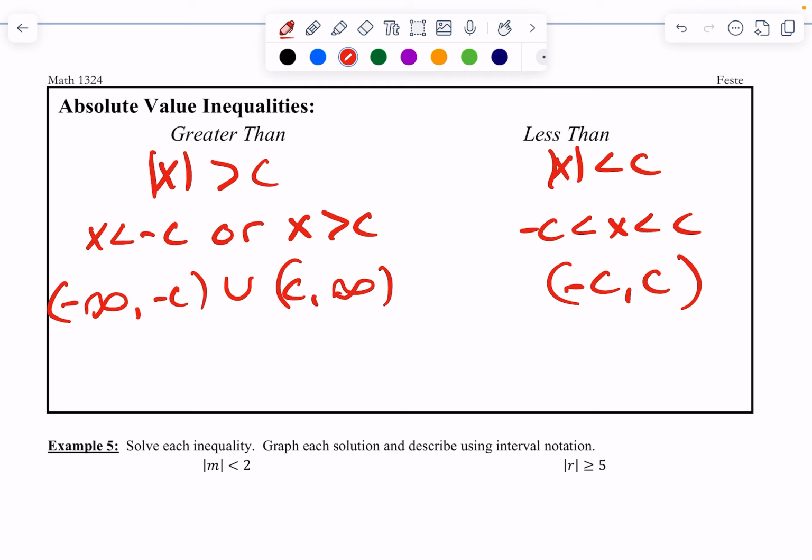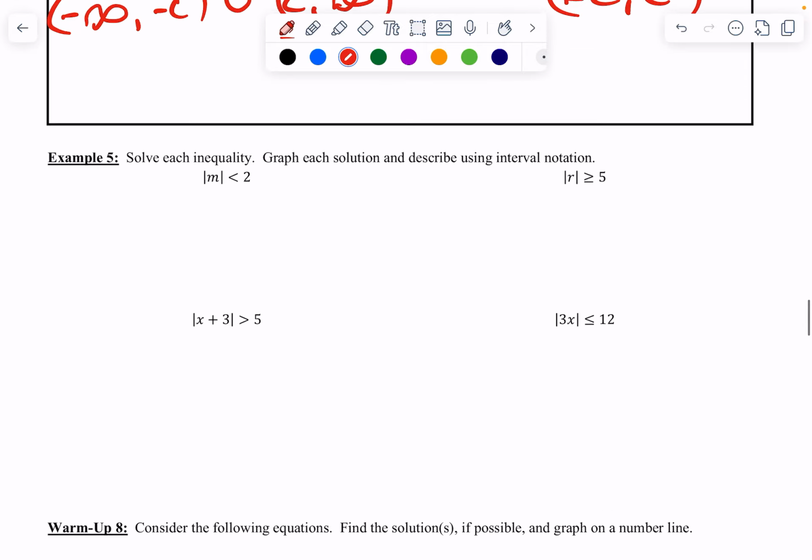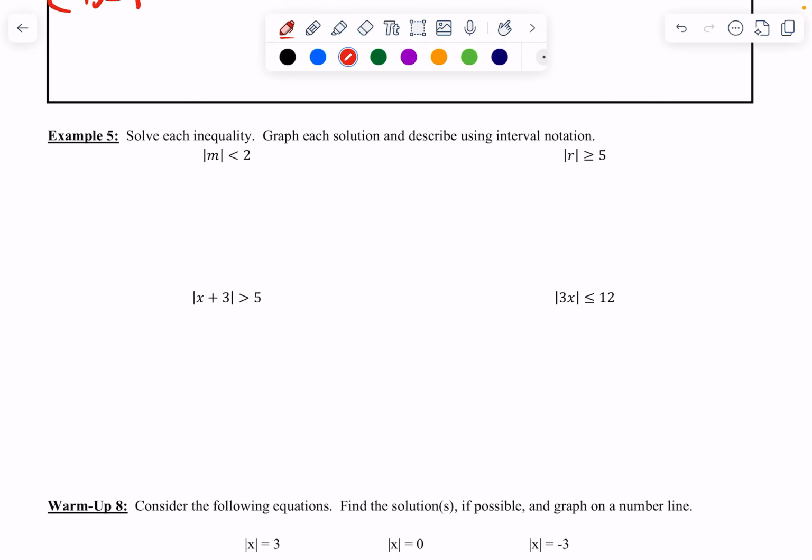Now, again, feel free to pause the video and see if you can solve the inequality on your own, and then continue and look if you got the same answer.